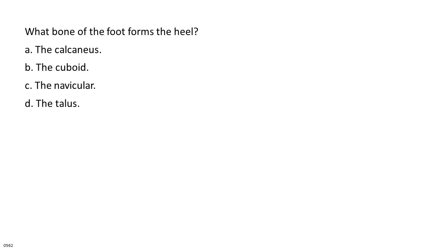What bone of the foot forms the heel? A. The calcaneus. B. The cuboid. C. The navicular. D. The talus.